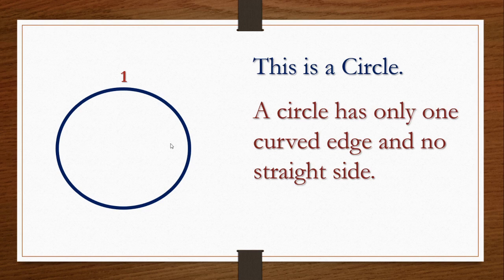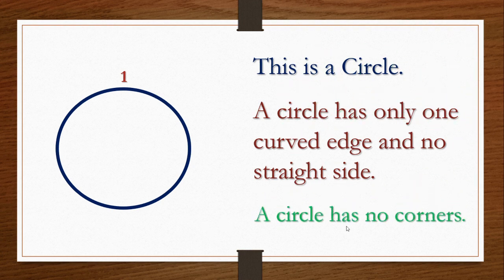How many corners are there? Can you tell me? कोना कितने हैं? Yes? Can you see any corner? No. Right? Yes, here we will write a circle has no corners. Correct? So this figure is called a circle. Okay? In maths we call this figure a circle. Otherwise in daily routine we tell this as round figure, isn't it? But in maths we call this a circle.